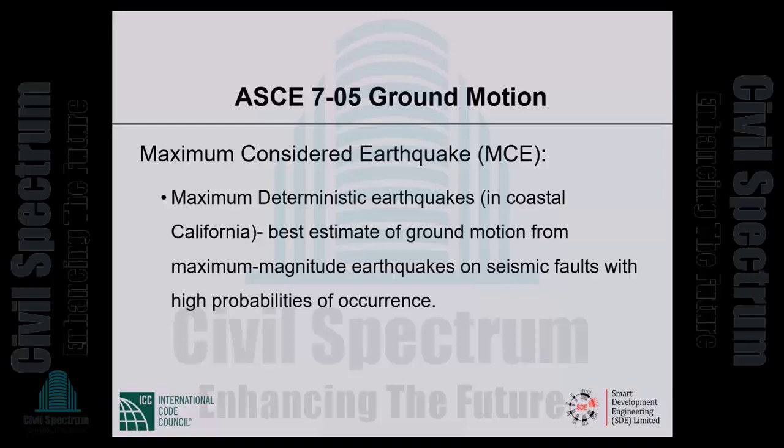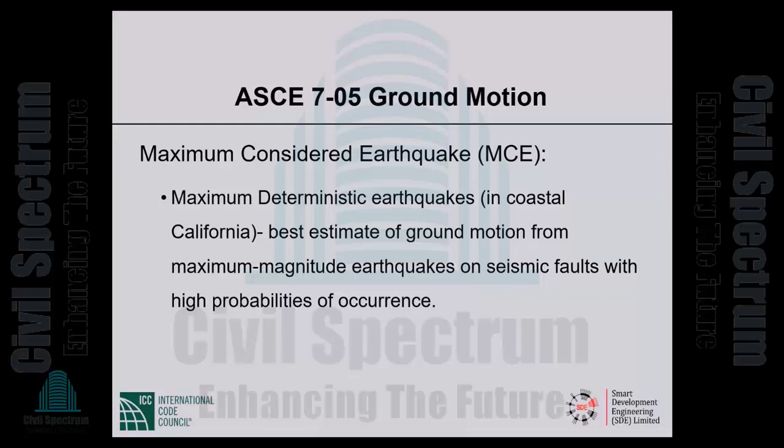well, coastal California is the only part of the Earth's crust where the seismic sources, the faults and things that can generate large earthquakes, are known. Seismologists also know, by and large, the capabilities of those seismic sources. So for coastal California, the maximum considered earthquake is defined as the largest earthquake that can be delivered by the known seismic sources. This is the so-called deterministic earthquake.